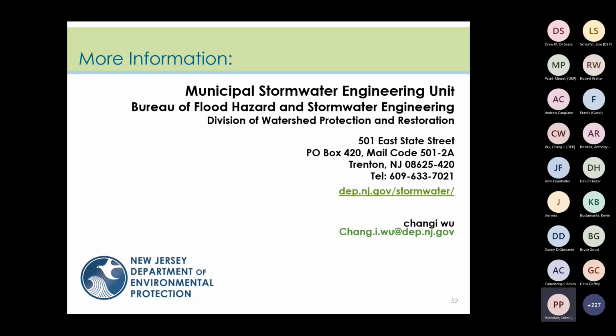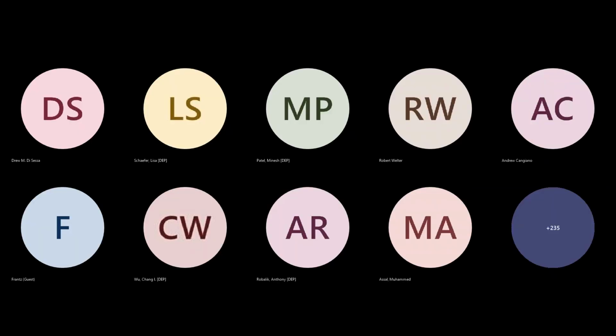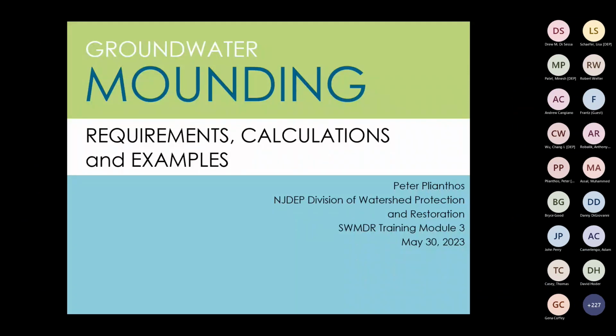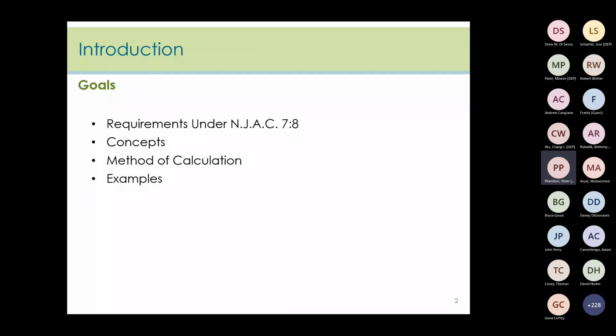I will share my screen here. All right, so it's Peter Plantos here from the Municipal Stormwater Engineering Unit. In this presentation, we're going to dive into the groundwater mounding analysis requirements and calculations necessary for the use of infiltration BMPs. This material is covered in depth in Chapter 13 of the BMP Manual. My goal with this presentation is to cover the requirements under the stormwater management rules, as well as concepts, methods of calculation, and examples, all in relation to groundwater mounding analysis.